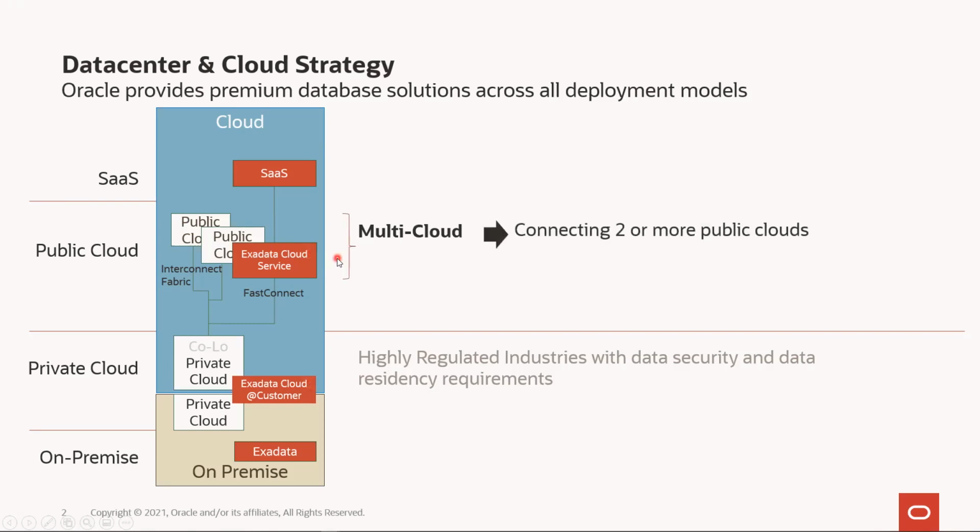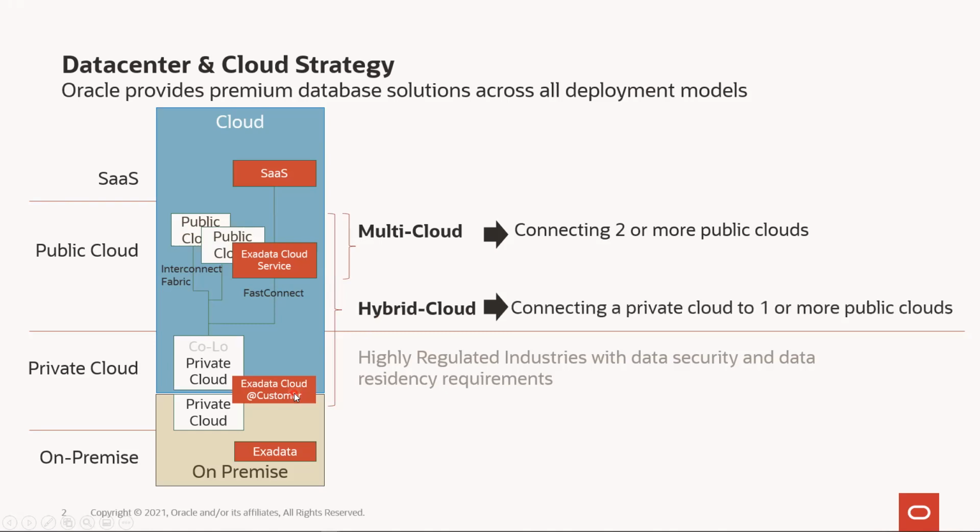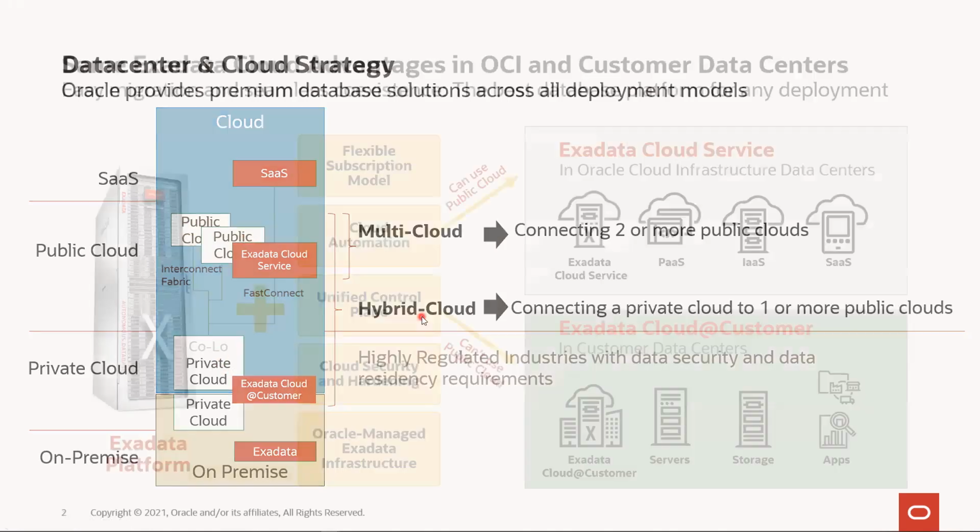When we connect two or more public clouds, that is a multi-cloud scenario, and that can be accomplished with the Exadata Cloud Service. For the hybrid cloud situation, we connect the private cloud with one or more public clouds.